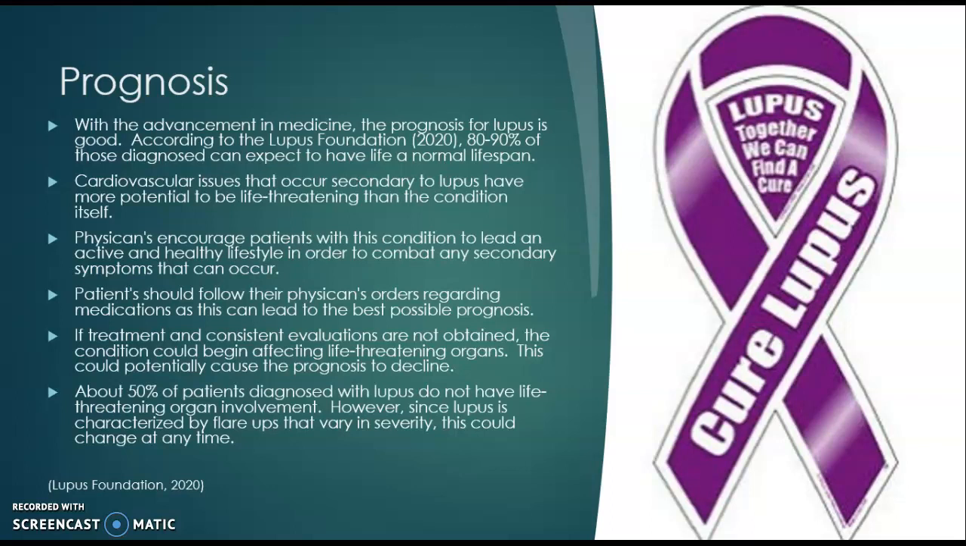If treatment and consistent evaluations do not occur, the condition could begin affecting life-threatening organs. So this could potentially cause the prognosis to decline. About 50% of patients diagnosed with lupus do not have life-threatening organs involved, but since lupus is characterized by those flare-ups that vary in severity, this could change at any time, which is why seeing your physician regularly and going to your checkups and following their orders is very important for this diagnosis.